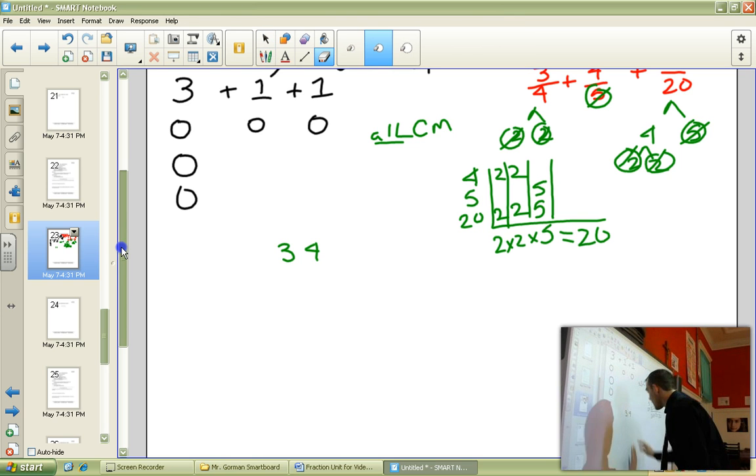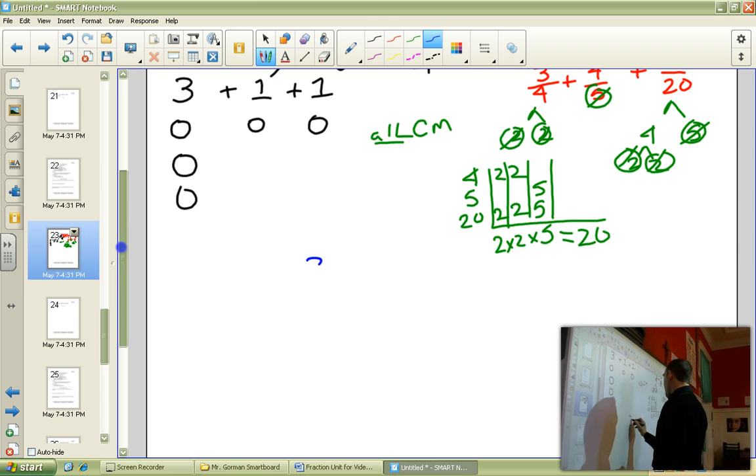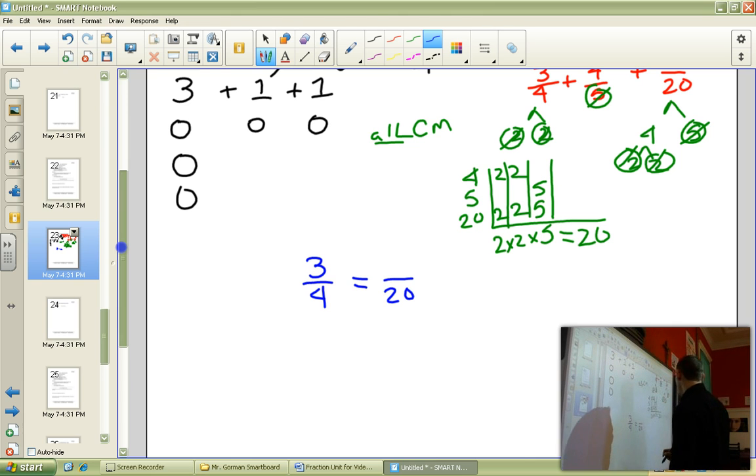that's not the way I wanted to write that. Pick that up real quick. I'm going to go back to blue here. I'm going to have 3/4. Okay, and I'm going to need that to equal something over 20. And I'm going to have 4/5, and I'm going to need that to equal something over 20.